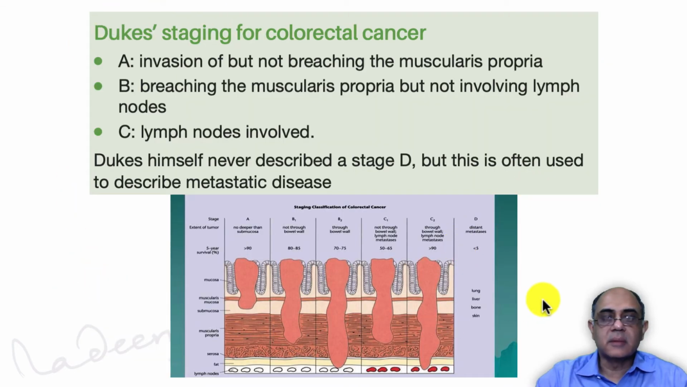There is another staging system which is called the Dukes staging system. Initially it was designed for rectal tumors, but nowadays they use it for all the colorectal tumors. There are 3 Dukes stages: Dukes A, Dukes B and Dukes C. Dukes A is the invasion of the bowel wall, and B is where it has gone beyond the muscularis propria but has not involved the lymph nodes, and C, which is actually stage 3, is where the lymph nodes are involved. After Dukes, another person with the name of Collins added another stage which is called the D stage. In that scenario it is called the Dukes-Collins stage, and that points towards metastatic disease.